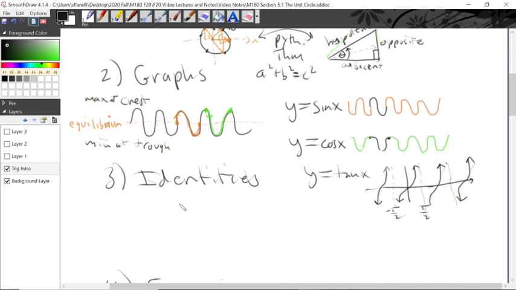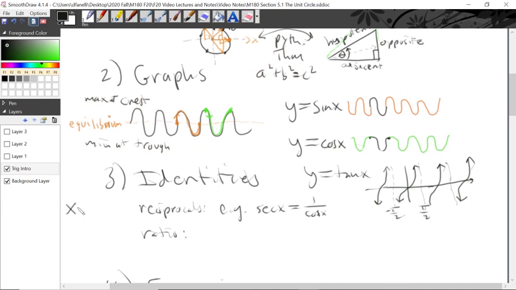So the identities, the next major topic for us to discuss or review in trigonometry, would include, for instance, reciprocal identities. For example, the secant of x is equal to 1 over the cosine of x. So if we take any one of our trigonometric functions and think of its reciprocal, the reciprocal of any trigonometric function is equal to another trigonometric function. Okay. And again, an identity is an equation that is always true.